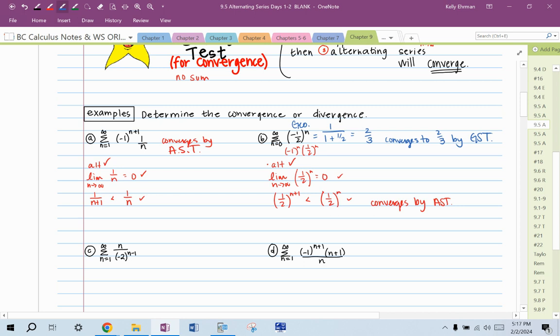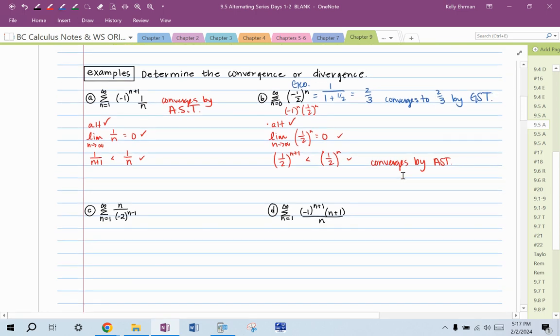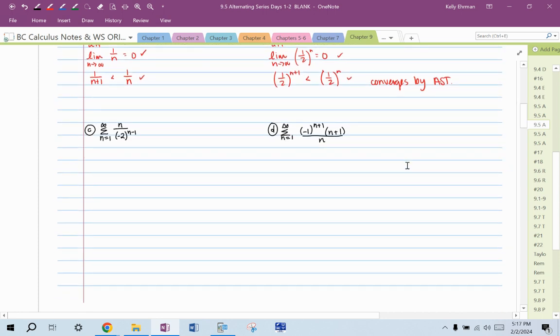So both tests are valid. If all you're trying to answer is converges or diverges, you could cite either one of those tests. If you're supposed to find the sum, then you have to use geometric series. All right, what about this next one?